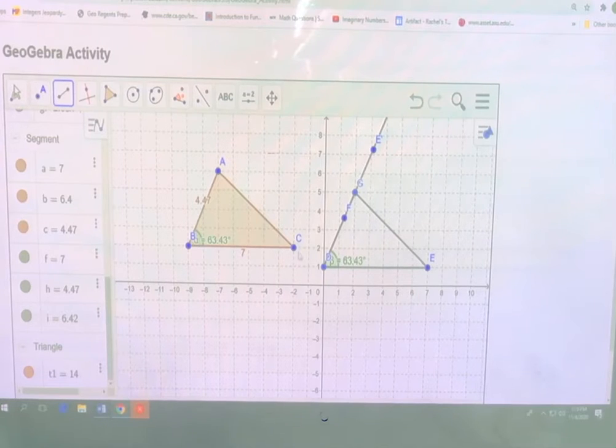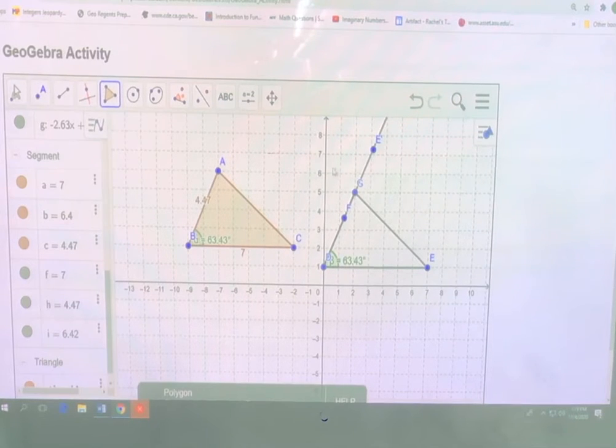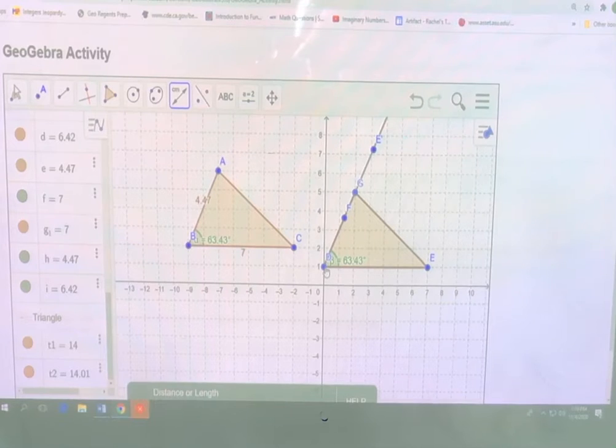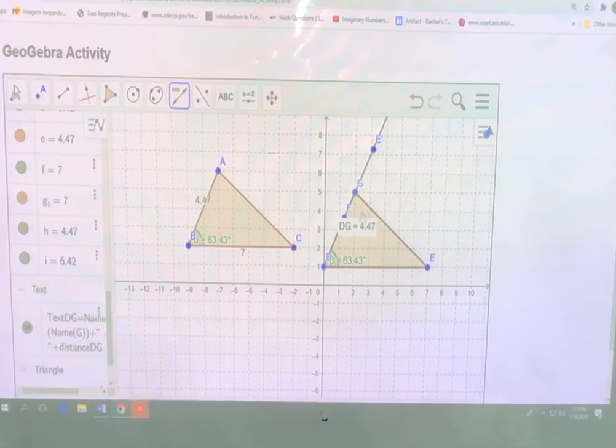I want to do another polygon, so I'm going to hit polygon. Oh, that's not what I want to do, sorry. It's been a long day. I want to make it on this new one. So I'm going to go here, here, here, and here. And if I measure this, it should be 4.47. And then I'll answer the question and say I'm going to go D to G. It created the same triangle. So that would be the answer to the question.